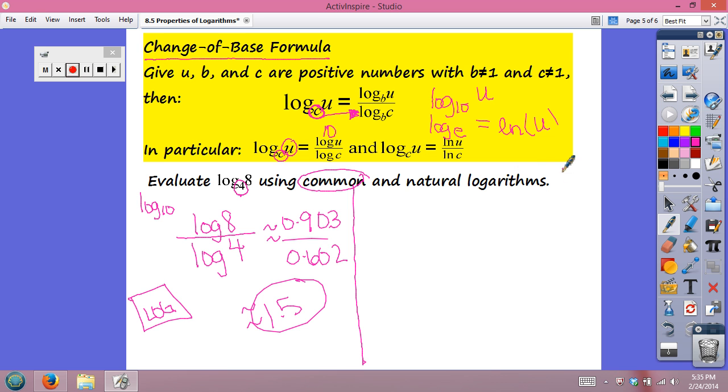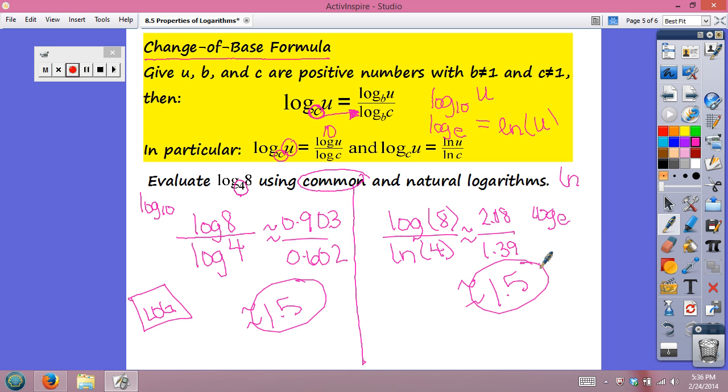And natural log, the ln, or log base e. So if we take the ln of something, same thing, we want to keep the 4, which is our base, on the bottom, ln of 4, and keep our u value on the top, ln of 8. So we're going to get approximately 2.08, and on the bottom 1.39, which is again going to give us 1.5. Pretty cool, because you can pick whichever base that you want, plug it into your calculator, and you're going to get the same value if you evaluate it correctly. So just remember that the base goes on the bottom when you're doing the change of base formula.